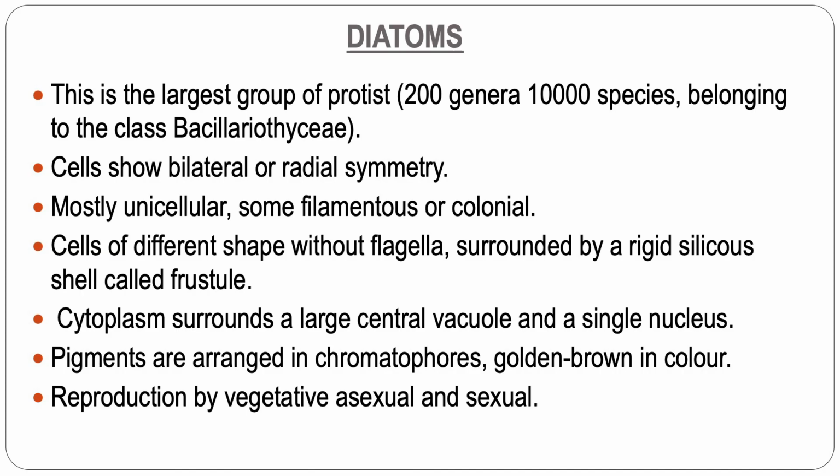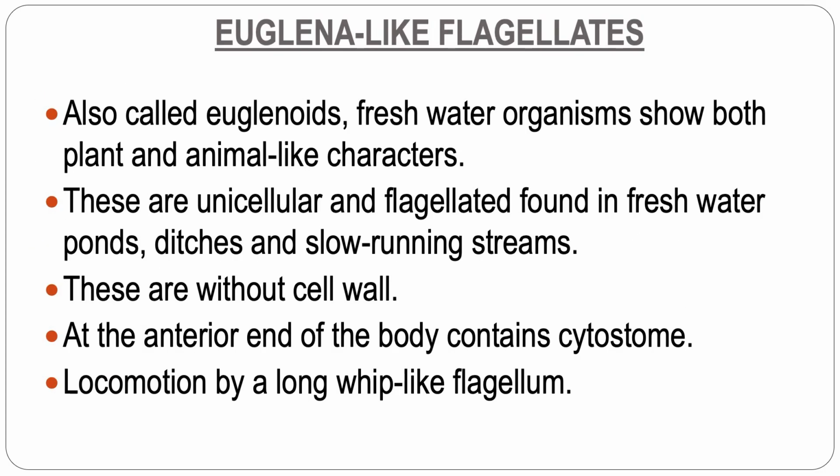Cells of different shapes without flagella are surrounded by a rigid siliceous cell wall called the frustule. Cytoplasm surrounds a large central vacuole and a single nucleus. Pigments are arranged in chromatophores. Golden brown in color, and they reproduce both by vegetative, asexual as well as sexual ways. Then we come to the third one, the euglena-like flagellates. These are also referred to as euglenoids.